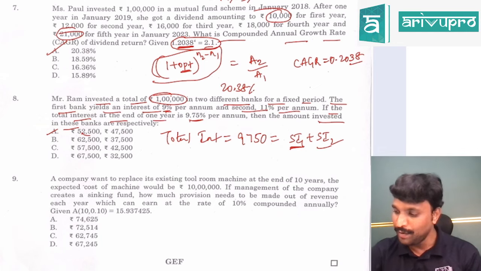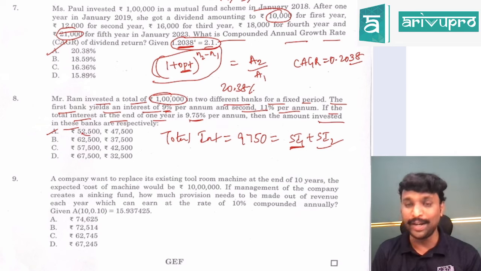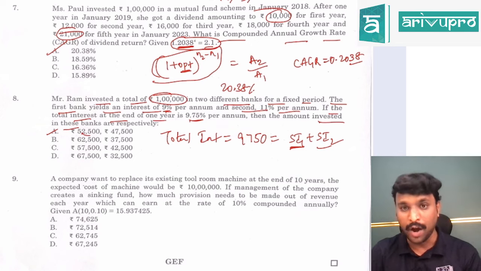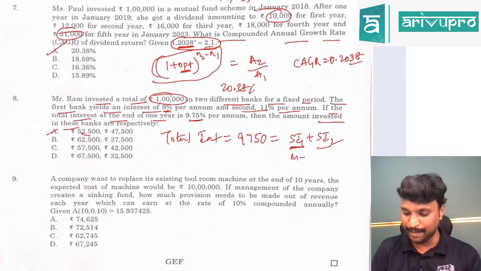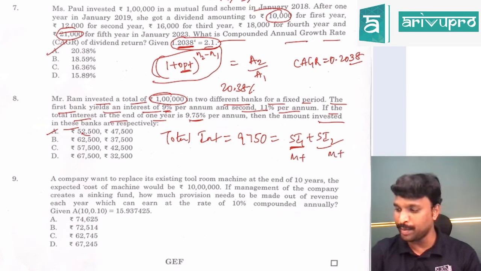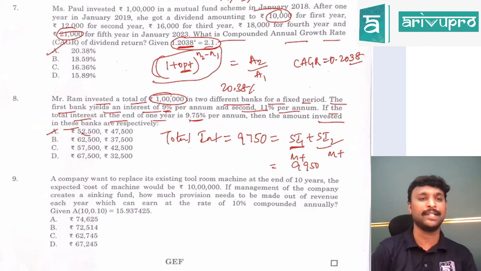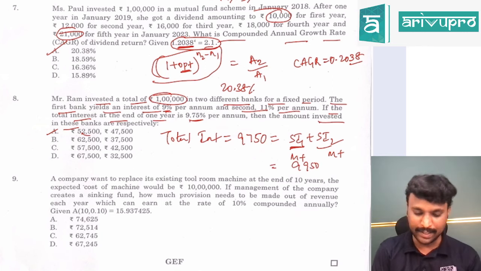Now, what is SI2? 47,500 into time is 1 year only, into R is how much? 11%. So 11, press the percentage key. How do you store it? M plus, both M plus. Then how do you recall the value from the memory? By pressing MRC. You get 9,950. Definitely it is not the same. So therefore it is not option A.